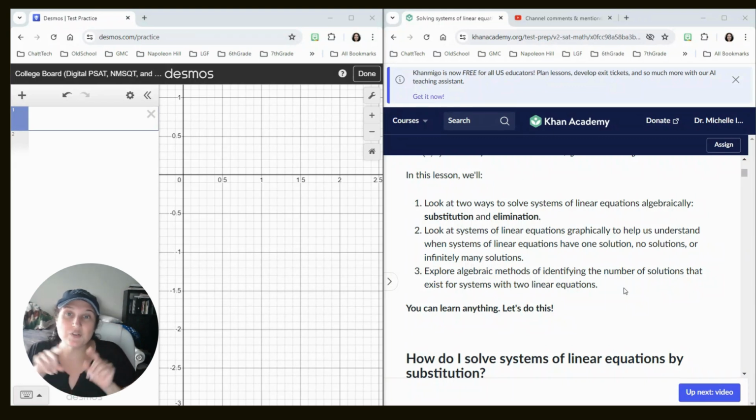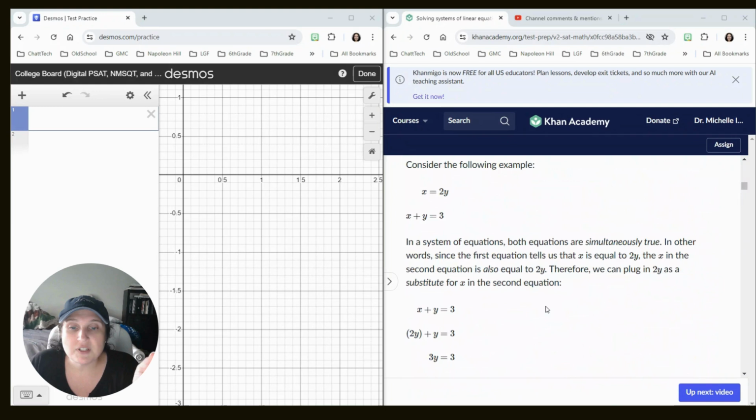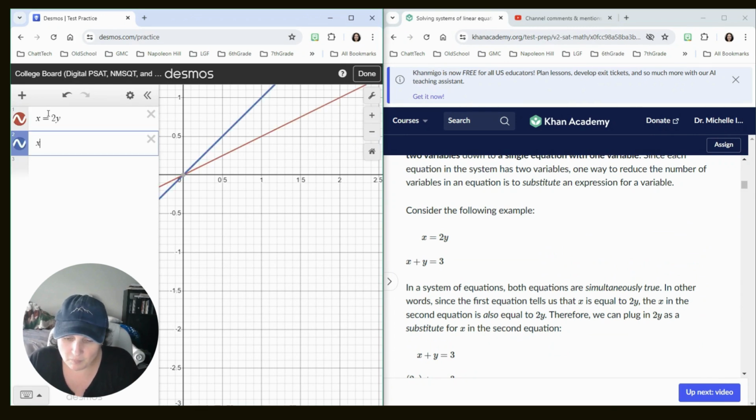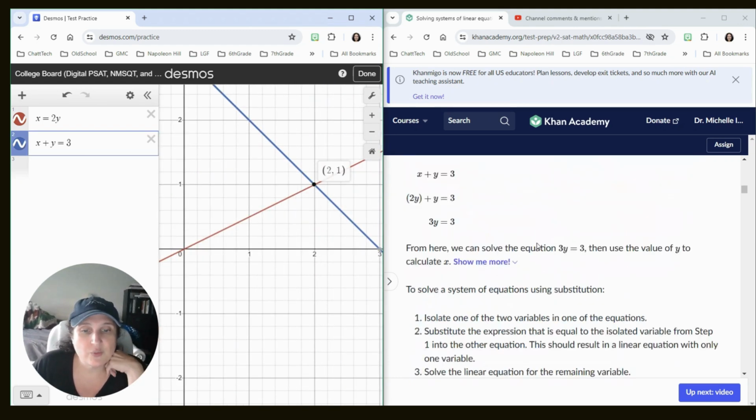So a lot of the harder questions need to make you know that information. Really, you need to know the slopes unless you have Desmos. So let me show you a first example. So this is substitution. So I'm just going to go right into Desmos, and instead of doing it Khan Academy's way, I'm just going to type it in. And when I do this, I can see that these two cross at 2, 1. So according to Desmos, my answer is 2, 1.